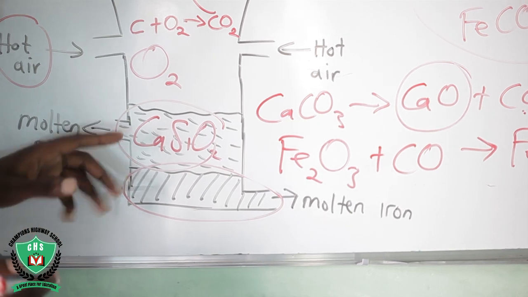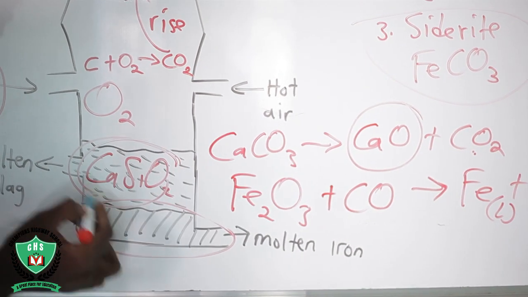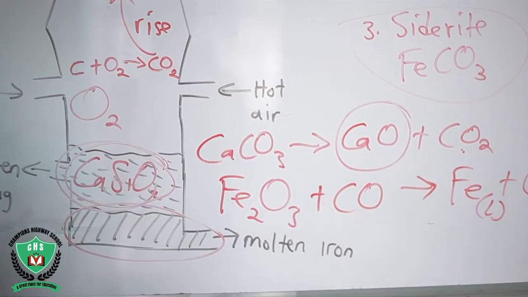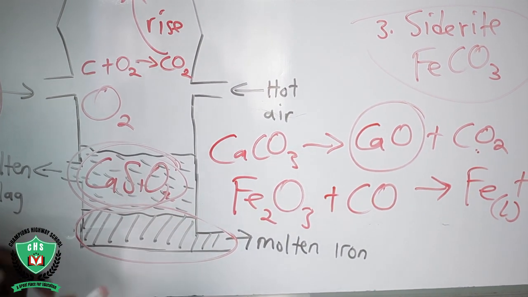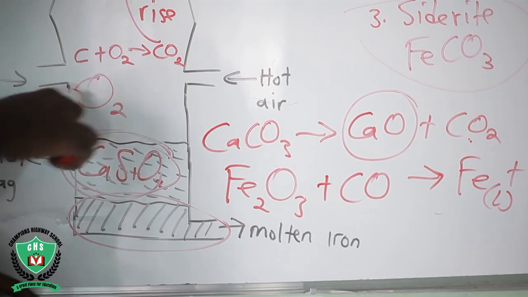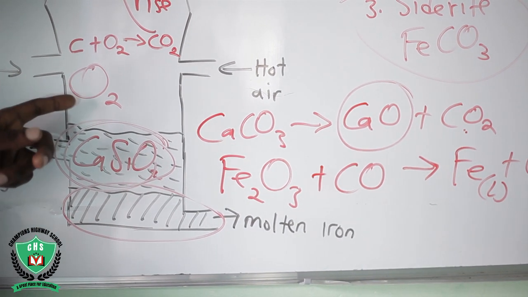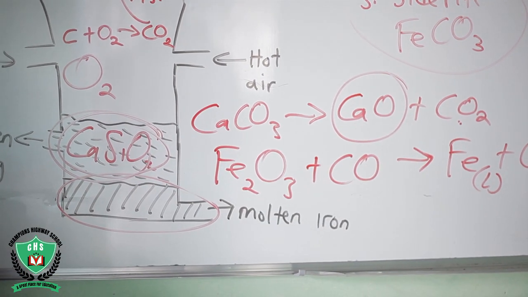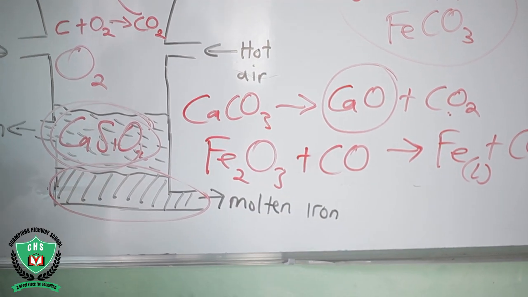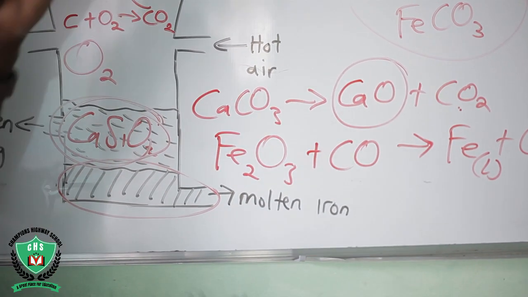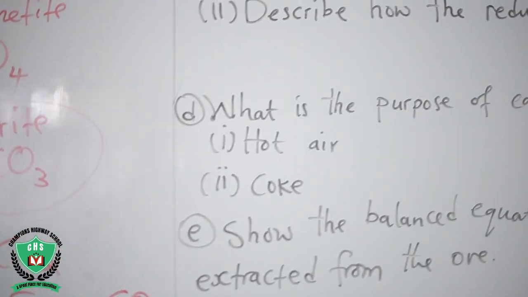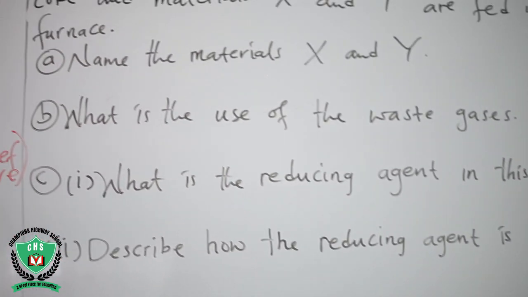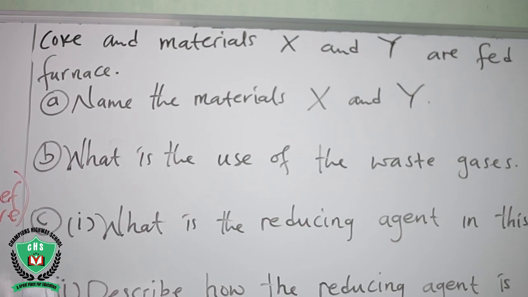So this one plays a bigger role. The impurity, this substance that is formed, the molten slag, plays a bigger role by preventing the molten iron that has been extracted from reacting back with oxygen and producing iron 3 oxide. So according to the questions, since we now have an overview of the whole thing that takes place, let's now begin to answer the questions.